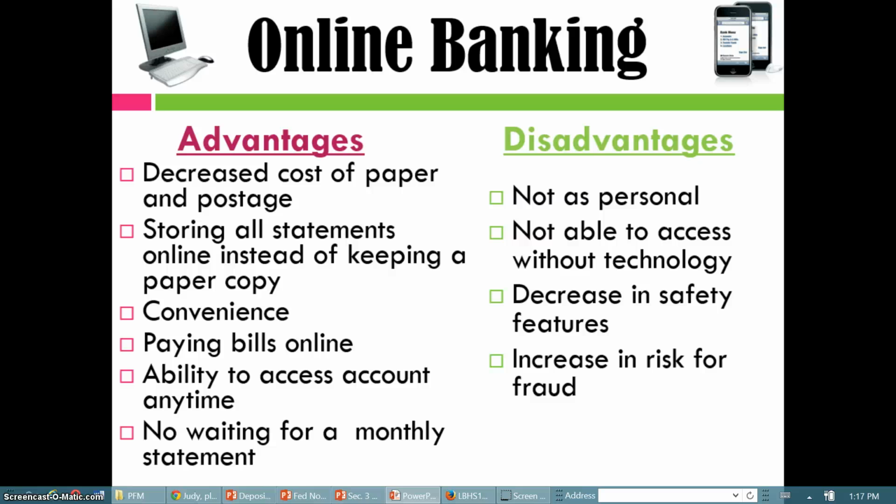I can store all my statements online instead of keeping a paper copy. They're much more convenient. I can do this from anywhere. I can do this in my office. I can do this from my kitchen table. I can do this from work during my lunch hour if I wanted to.